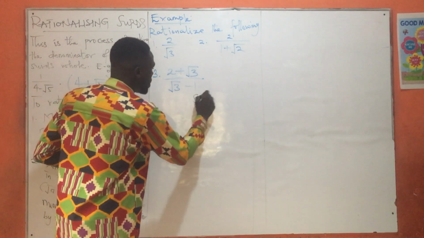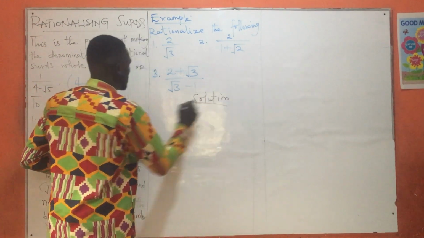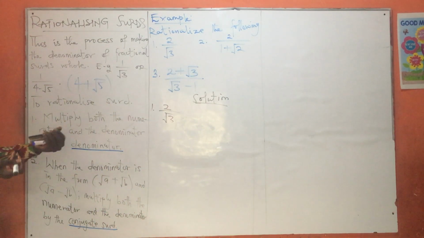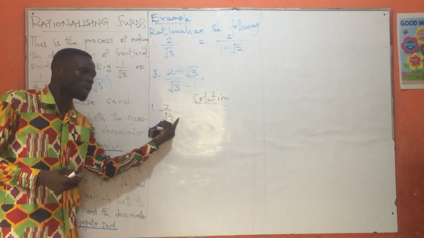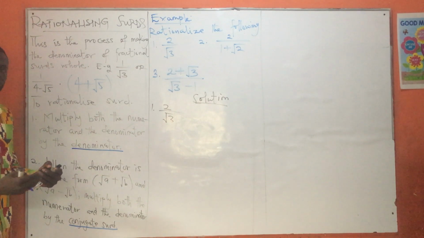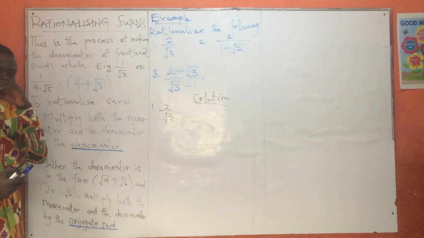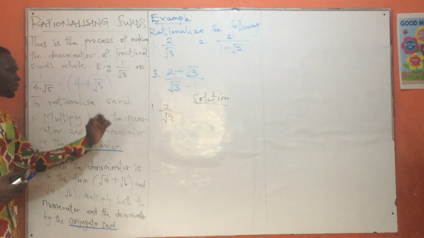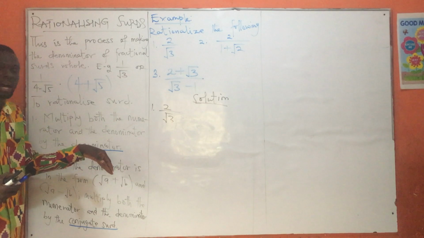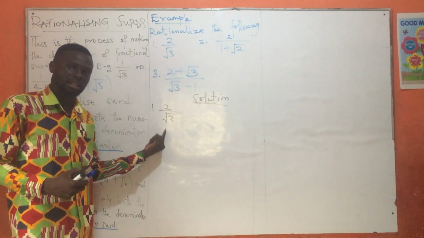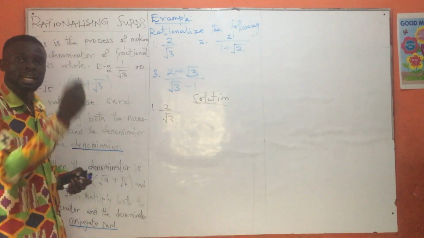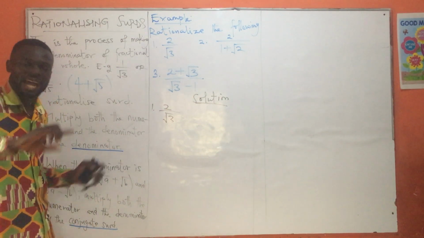Number 1, you have 2 over root 3. Now with this type of fractional surd, how do we rationalize it? We have been told that to rationalize it, multiply both the numerator and the denominator by the denominator. So with this type of fractional surd, if we are going to rationalize it, then we are going to multiply the numerator and the denominator by the denominator.